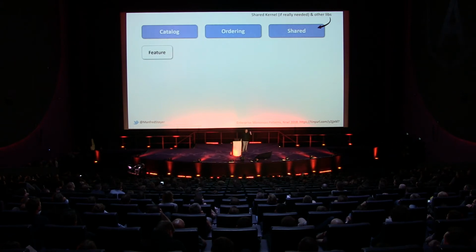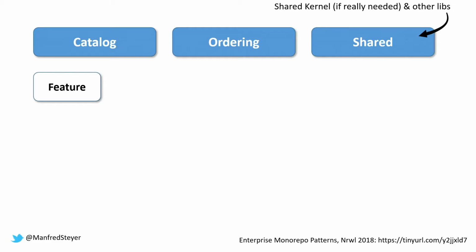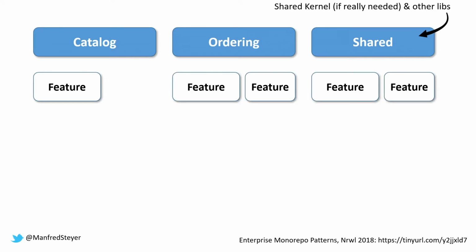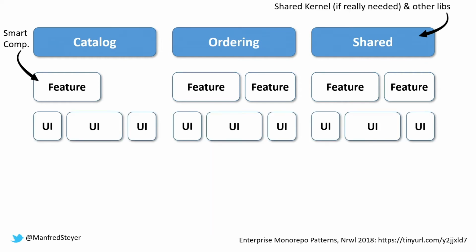So when you have those folders, you can fill those folders with libraries. And here I have 4 categories of libraries. The first category is a feature library. The second category is a UI library. And as you see here, the feature library consists of smart components, which are components that know about your use cases. And the UI libraries contain dumb components, components that do not know about your use cases at all.